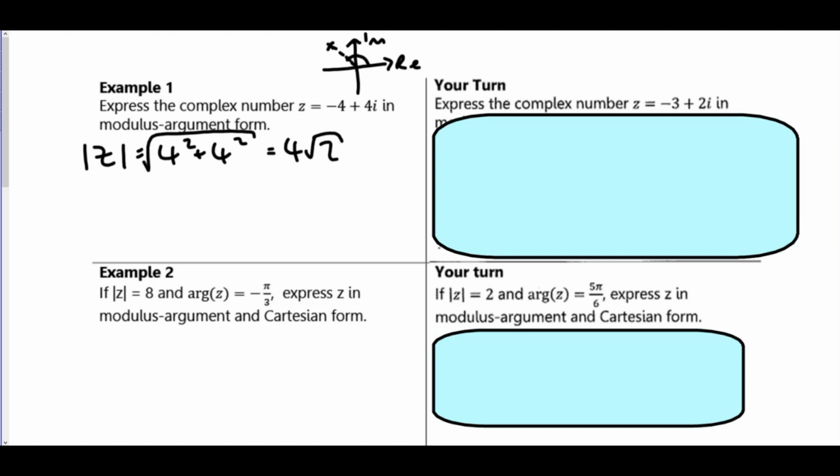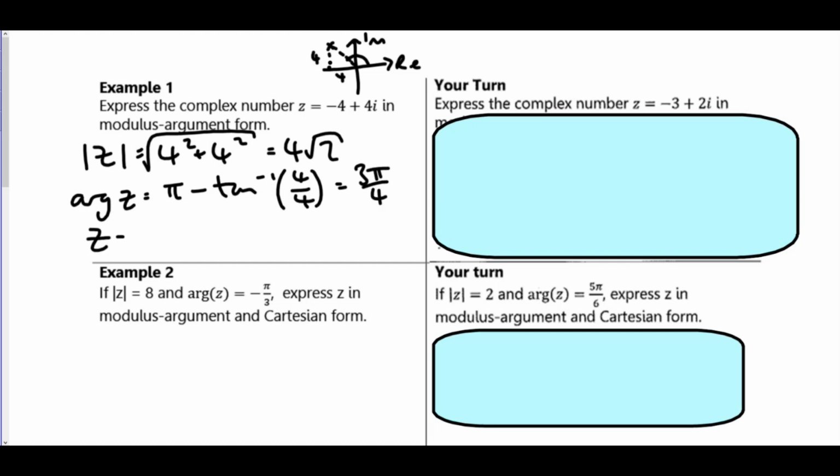I'm going to work out the acute angle and take that away from pi. This is a right angle triangle here with side lengths 4 and 4. So inverse tan of 4 over 4, that's pi over 4. So we're going to get our argument of 3 pi over 4 for this one. We can represent z then in modulus argument form as the modulus on the outside of the bracket, 4 root 2. And then on the inside, we've got cos 3 pi over 4 plus i sine 3 pi over 4.